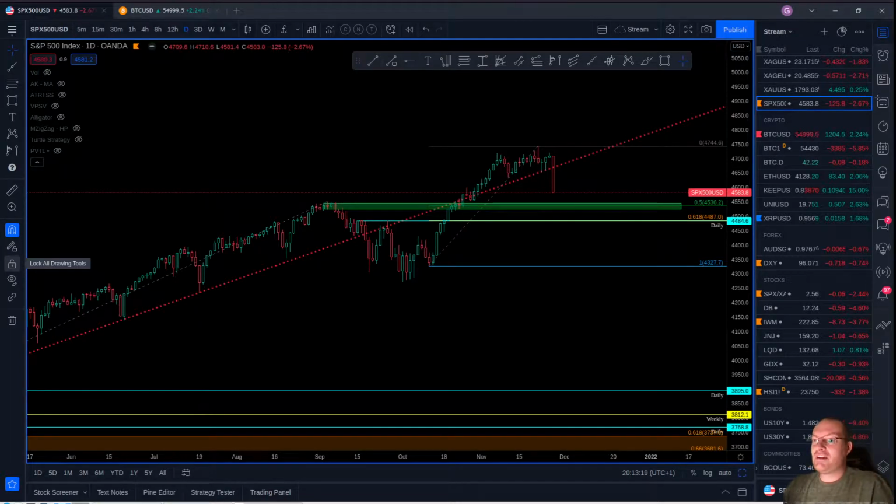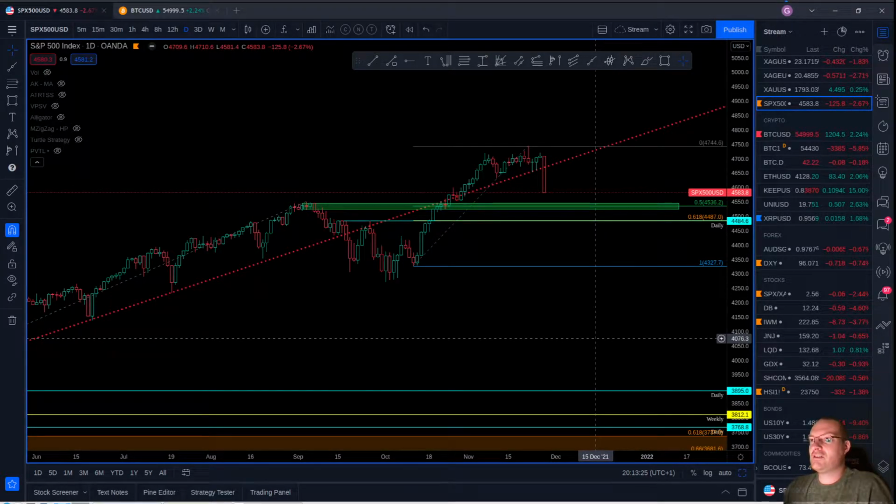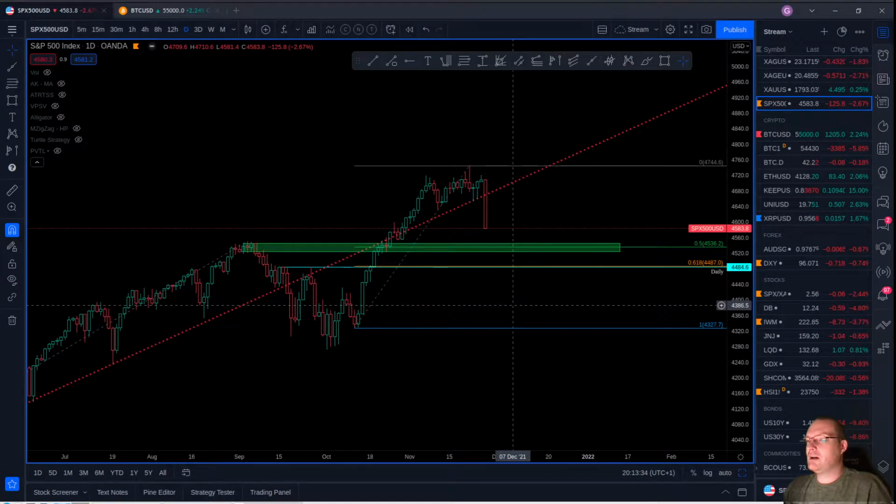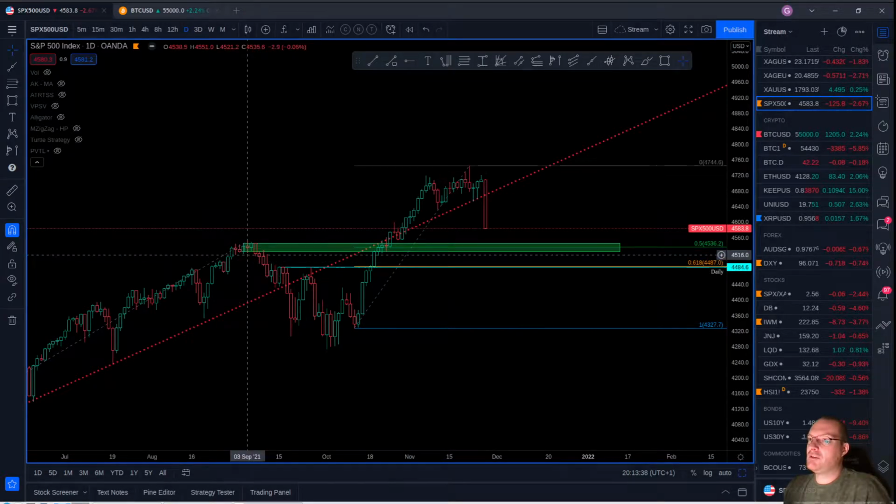So let's have a look at the S&P 500. We did correct heavily yesterday, minus 2.67%. So let's have a look. Where can we go to? Here we have this local top, which is from the beginning of September. So we might look for this zone to become support, while it was in the past resistance.